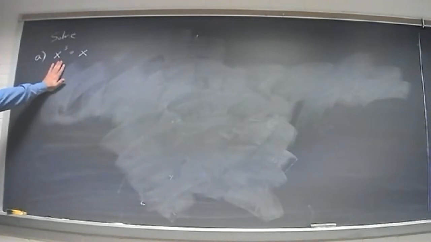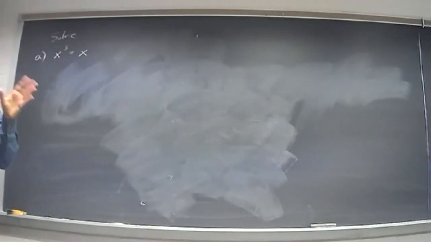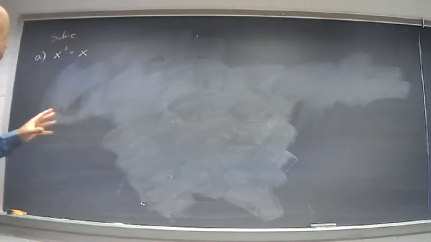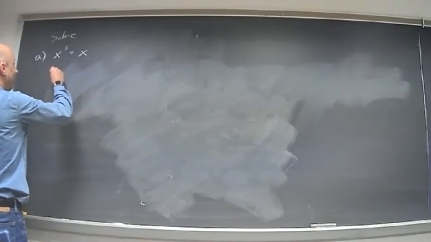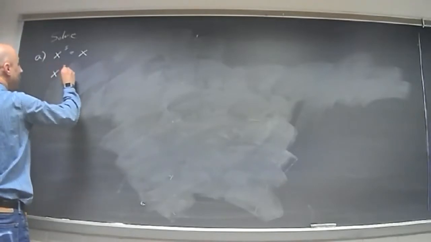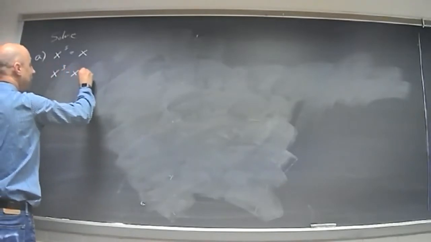So I'm not sure what your first inclination is. How did you start this problem? What was your first step? Move the x over. I think that's a great idea, to move the x over from the right side to the left side. So we can subtract x from both sides. x cubed minus x equals 0.